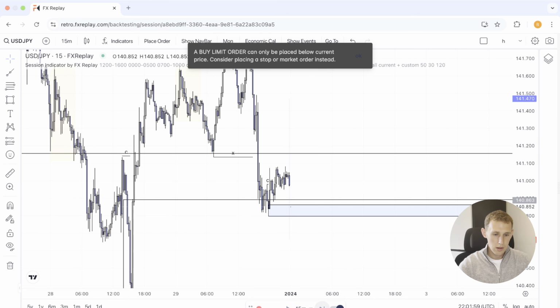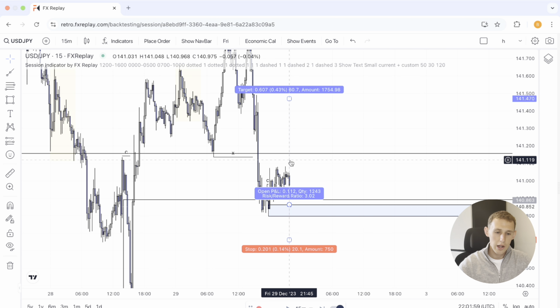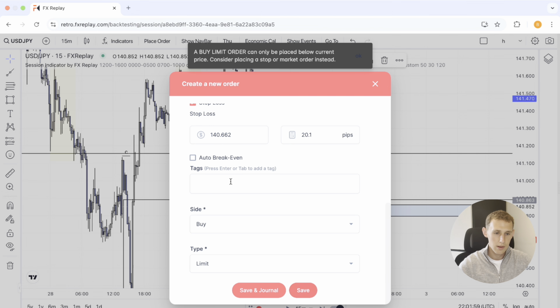I think this must have been market open because it won't let me place the limit, but let's place the limit now. Should let us.